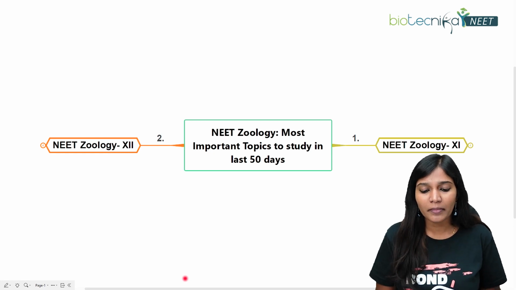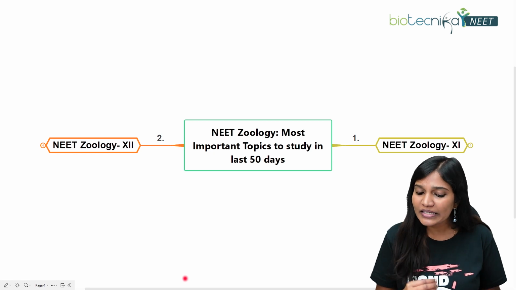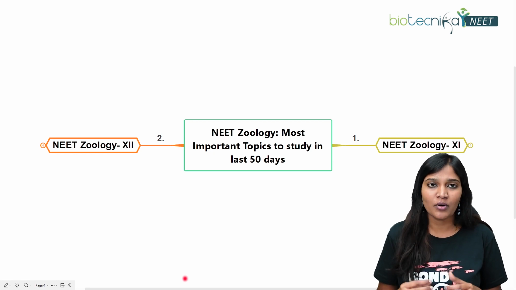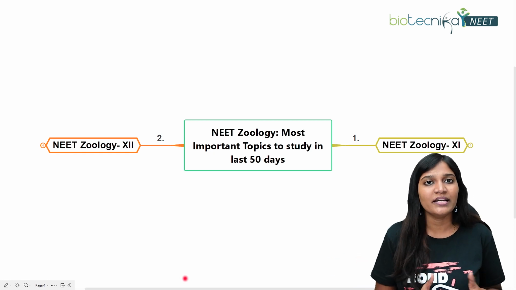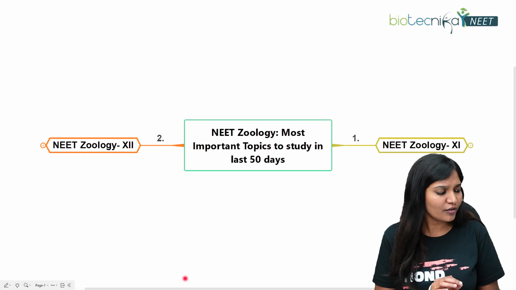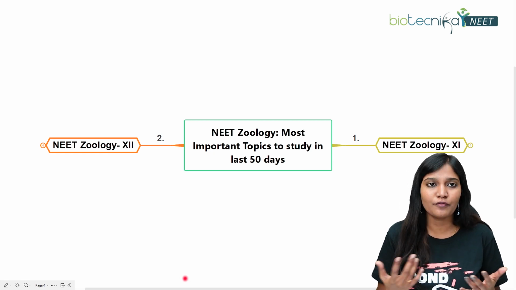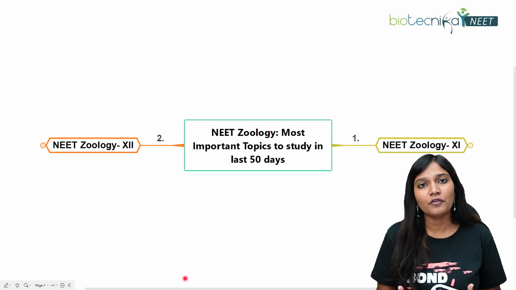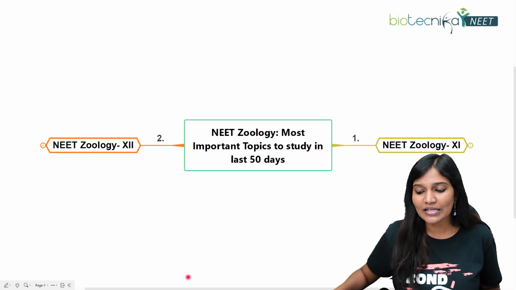So I'll be talking about the most important topics that you should not miss or you should definitely study in the last 50 days. I'm going to divide them into NEET Zoology 11th book and 12th book separately, and we're going to see what are the most important topics that you should concentrate on. Certain topics I would suggest you to skip. Certain topics definitely a revision is a must. Of course, you might have revised before these 50 days, and during these 50 days, what are the things that you should not miss? That's going to be the topic.